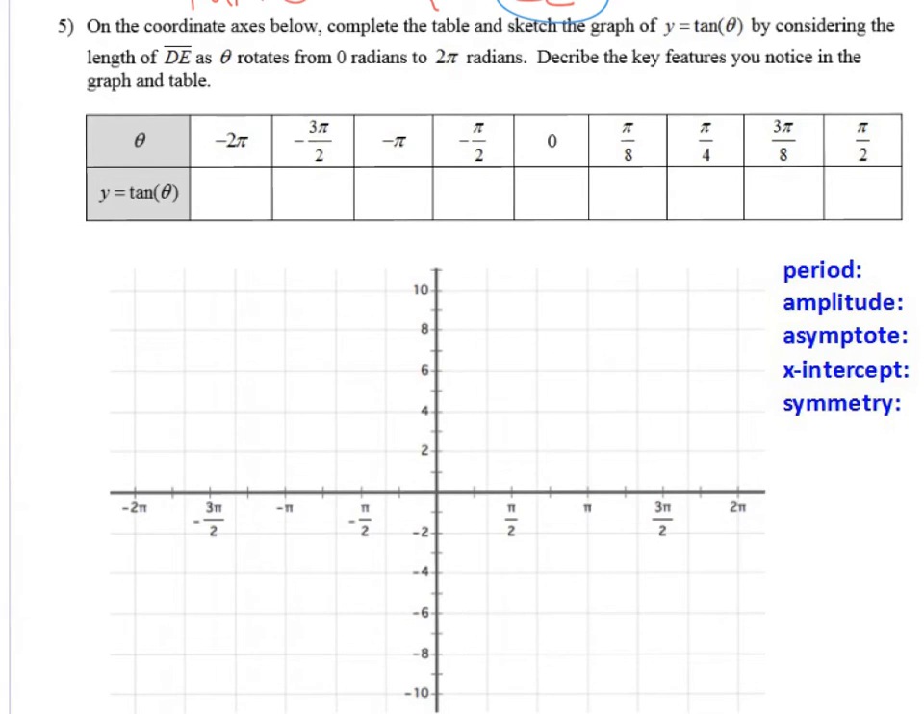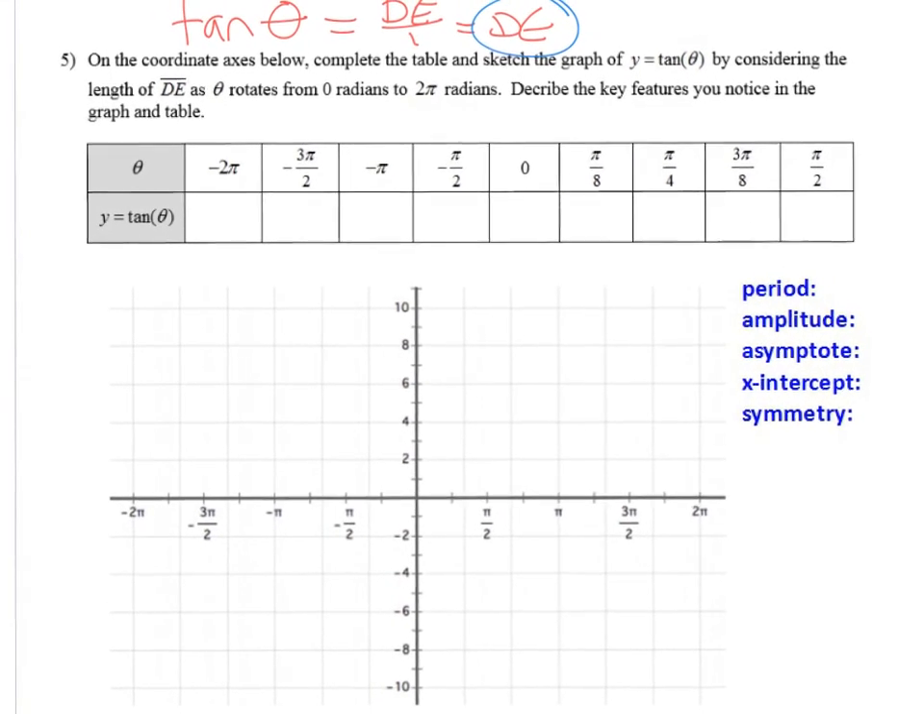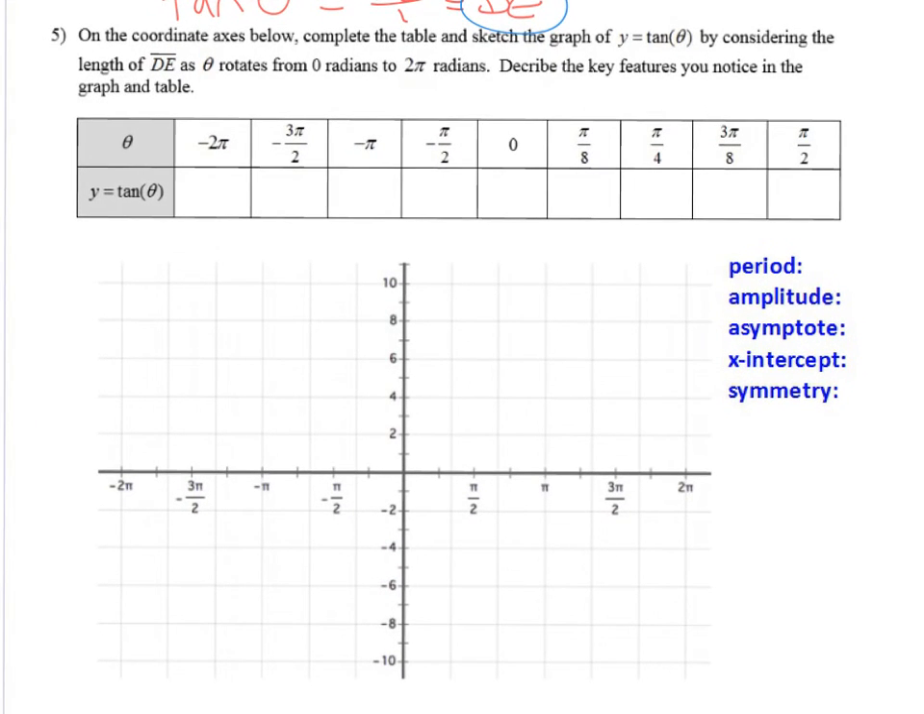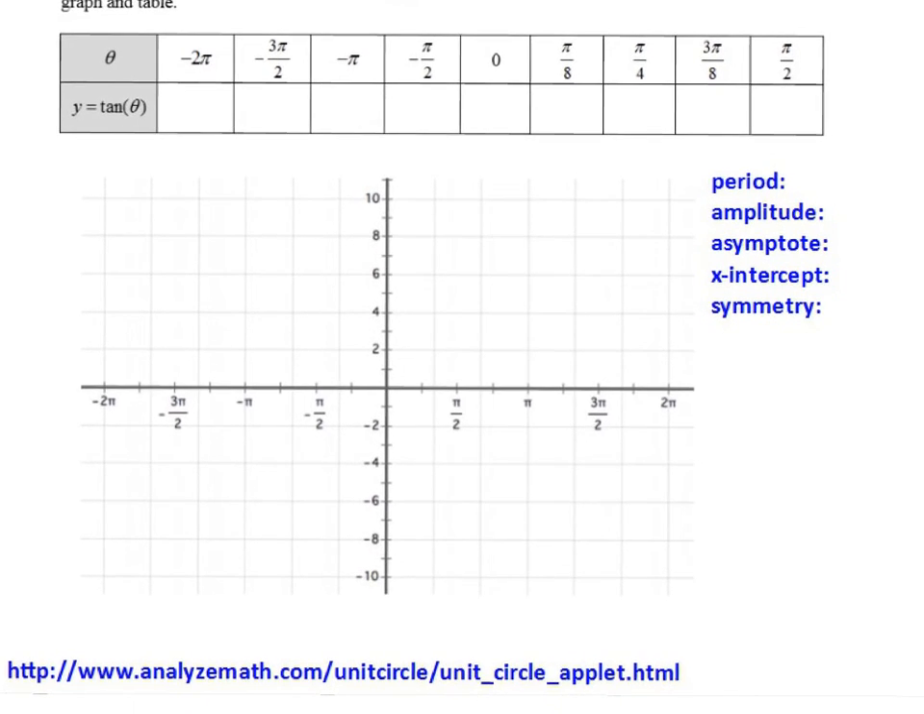So, since our focus is tangent of theta today, we're going to graph it. On the coordinate axis below, we're going to complete the table and plot the points and graph it. I'm going to give myself a little extra room here.